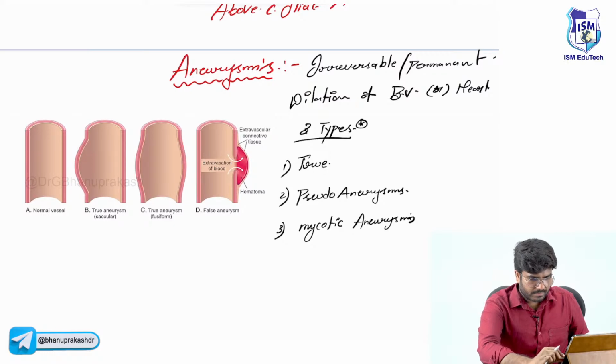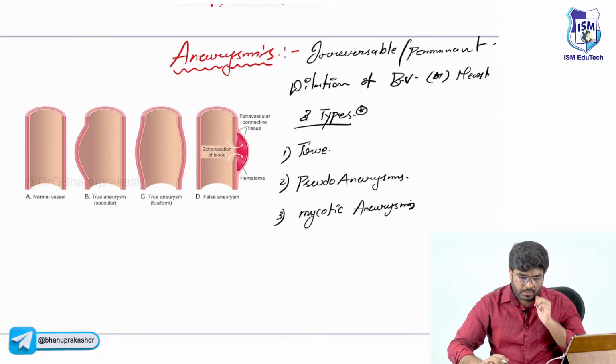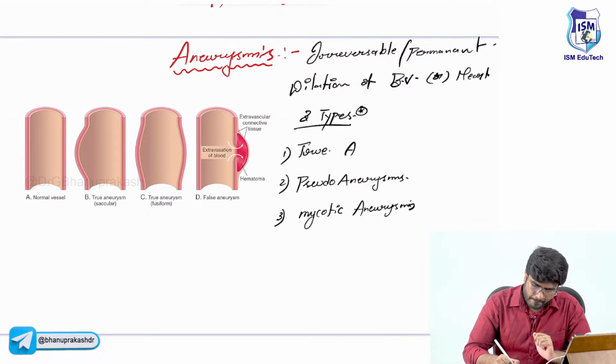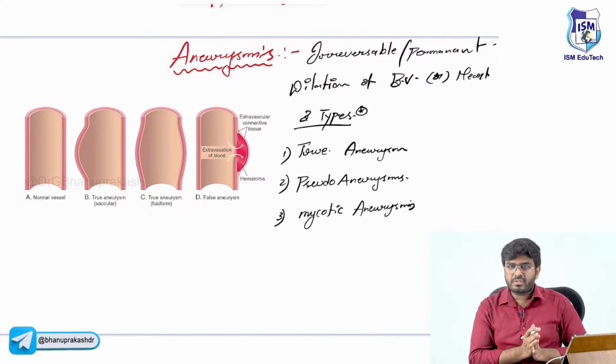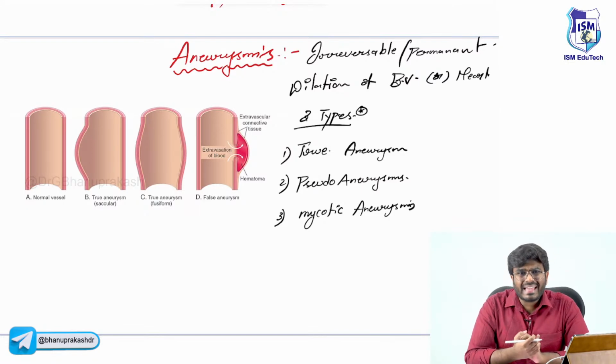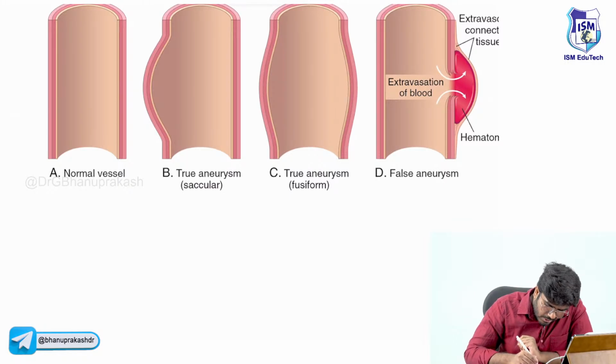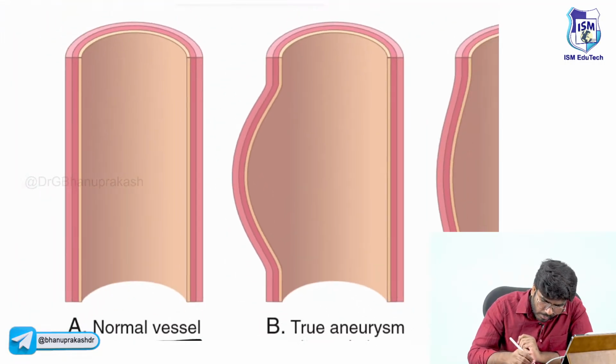Just give me 1 minute. So there are three types of aneurysms which I want you to know: true aneurysms, pseudo aneurysms and mycotic aneurysms. Now you can ask me, what exactly is a true aneurysm? Look, now here this is a normal blood vessel. You know there are three layers in the normal blood vessel: tunica intima, tunica media, tunica adventitia.